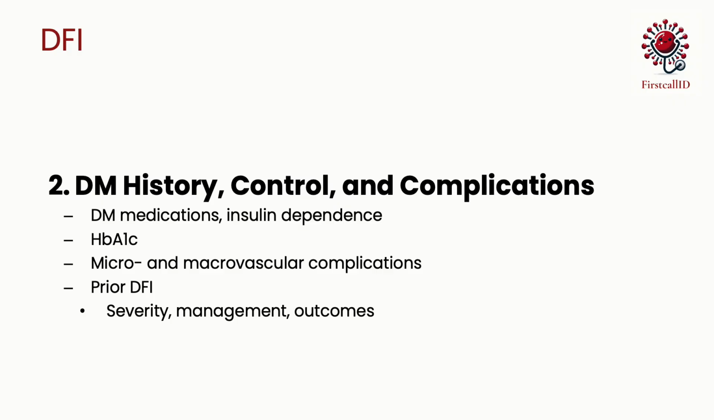In addition to our general past medical history, we want more of the details related to their diabetes. So what is the type of diabetes and how is it managed? What is their current regimen? Are they using insulin? What's their most recent hemoglobin A1C? Do they have a history of micro or macrovascular complications? And if they have a prior history of diabetes-related foot infections, how severe were they? How was it managed? And how did things turn out?